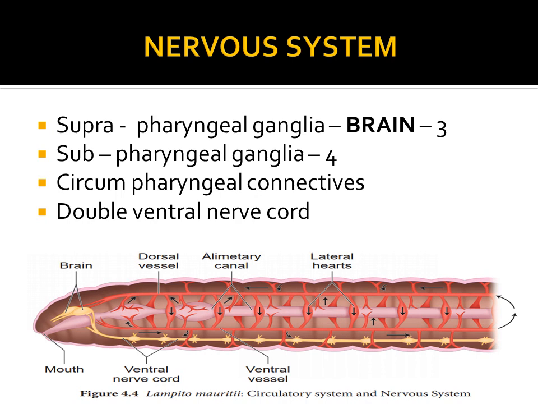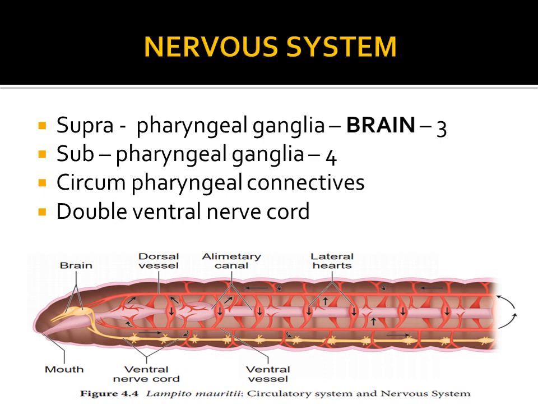Let us see in which segments these regions are located. The suprapharyngeal ganglia, or brain, is located in segment number 3. The subpharyngeal ganglia is located in segment number 4. The suprapharyngeal and the subpharyngeal ganglia are connected by the circumpharyngeal connectives. Then from there, throughout the body, the double ventral nerve cord continues. Is it clear? Now let us go on with the regions, their location and function.